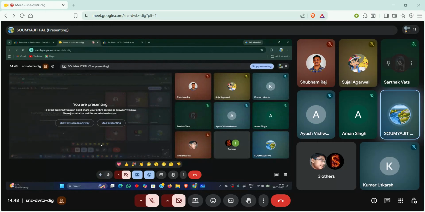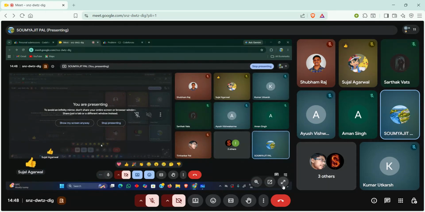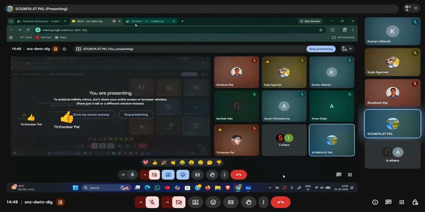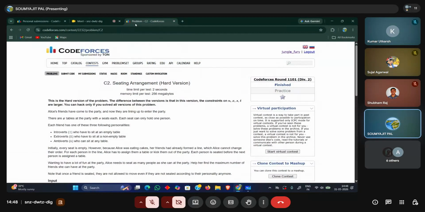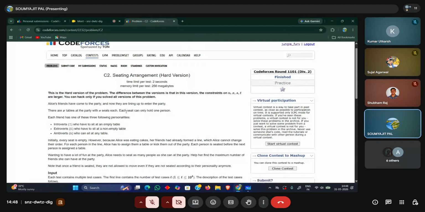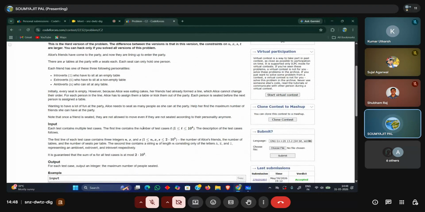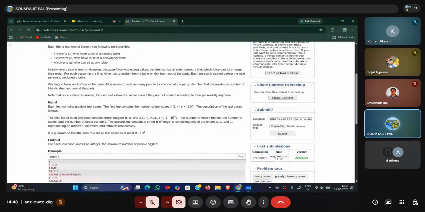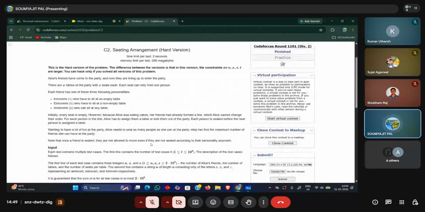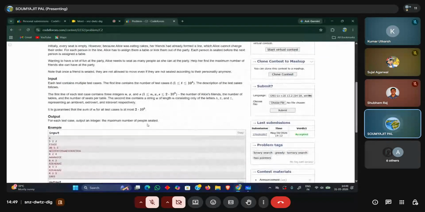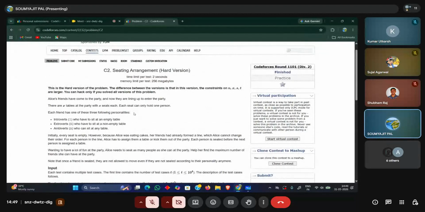I hope my screen is visible and I am audible also. Yeah, right. Okay, so let us discuss the problem C1, C2. Basically, they are the same problems, but the difference is in the constraints. So we'll try to solve it in one go with a greedy approach.